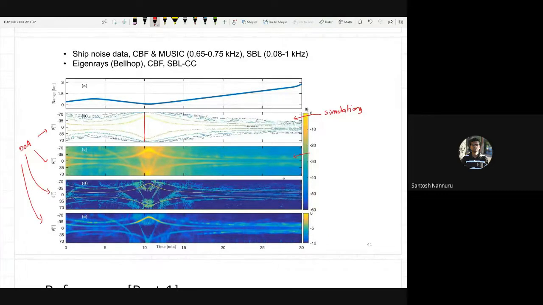The middle panel is the CBF results, not compressive, conventional beamforming. As you can see, it can find some of them, right? These bright yellow lines are the actual DOAs. The blue part is low amplitude and the yellow part is high amplitude. Those are the peaks, and they correspond to the directions. So you can find some strong directions, but otherwise the image is pretty blurred. Then the third one is MUSIC, and the fourth one is the SBL algorithm.